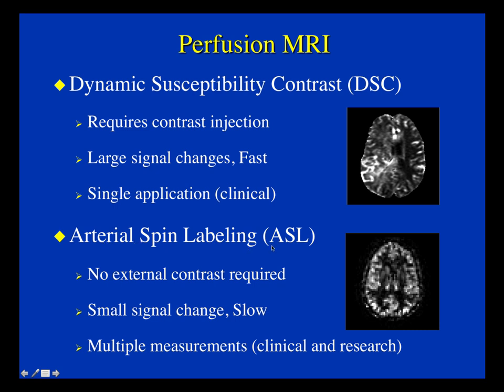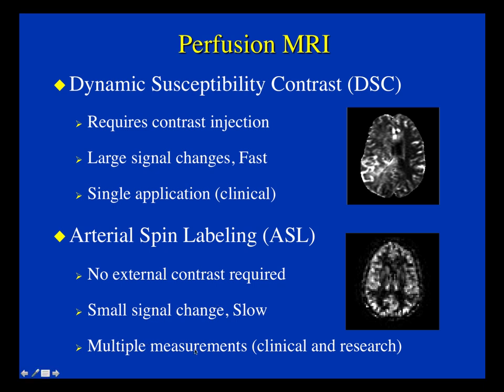Arterial spin labeling, on the other hand, does not require injection of any external contrast agent. Here we use blood itself as a tracer. This method produces quite small signal changes, and therefore we have to average a little bit longer, so the technique is slower than the DSC method, and the acquisition times are on the order of 4 to 5 minutes, depending on the resolution of the images.